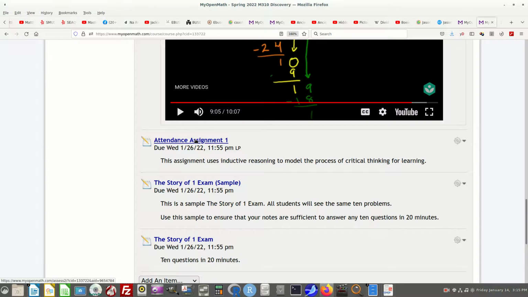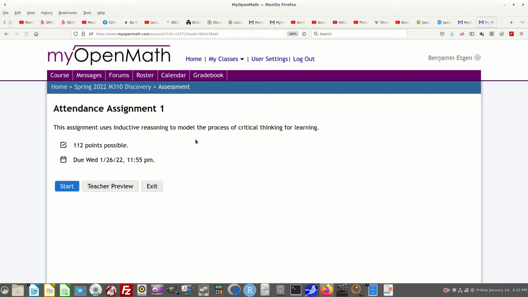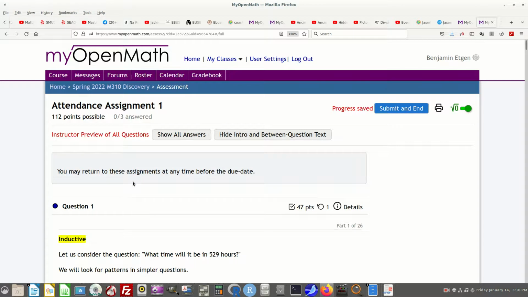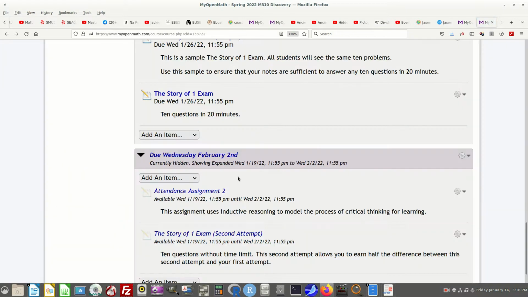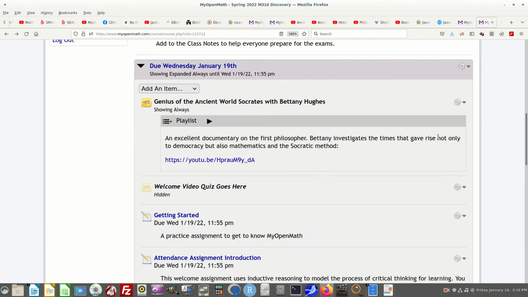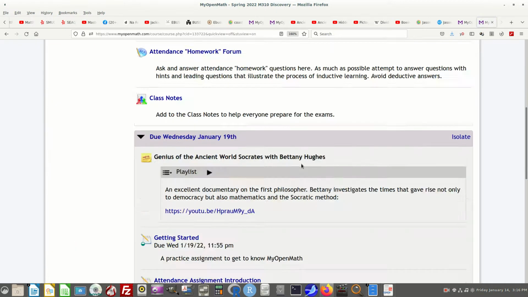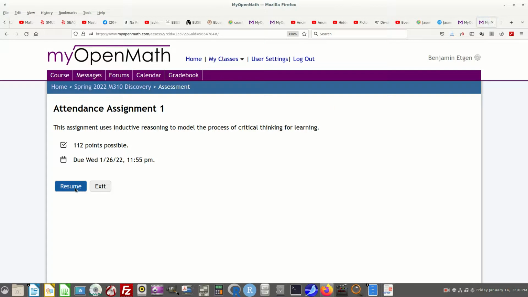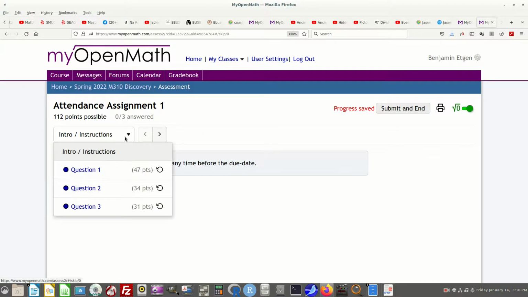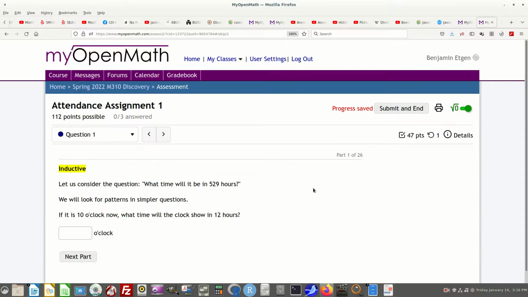And then our first full attendance assignment. So let's go in. I think I can go in on the student side. Let's try it. January. Let's go back to the student side and let's look at that next assignment. And so there's instructions and then 3 questions. Make sure you've answered all 3 questions before you submit and end. You shouldn't have to save your work as you work through it.